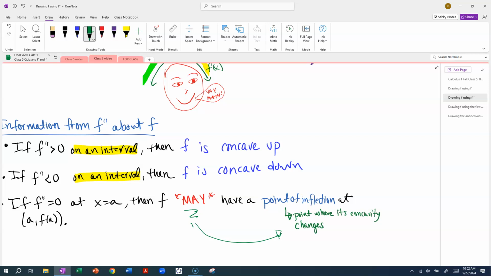Now we have some essential pieces of the puzzle from the first and second derivatives that can inform how we generate the graph of f. That's where we're going in the next video: using bits of information about the first and second derivative to obtain a sketch of f.